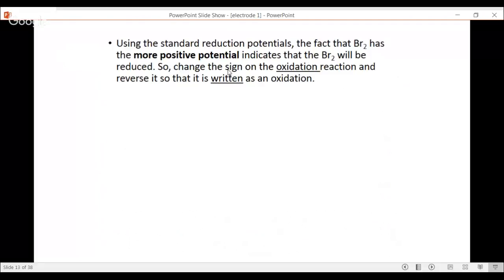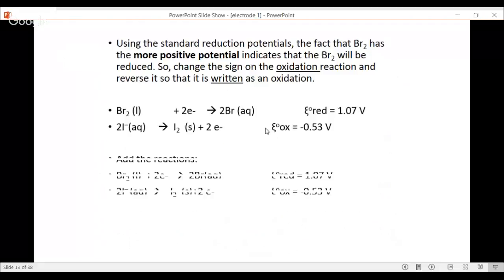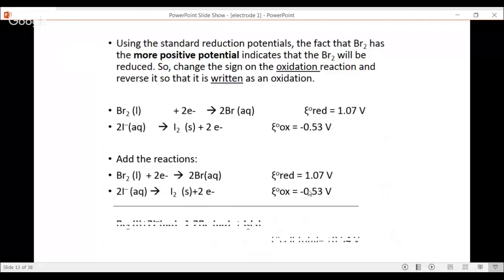So we change the sign of the oxidation reaction, and so the reverse is written as the oxidation reaction. So Br2 liquid plus 2 electrons giving rise to 2 Br minus. The E reduction is plus 1.07. 2 iodide ions giving rise to I2 is the oxidation reaction. So therefore the cell potential will be 1.07. We are now reversing this, therefore minus 0.53. Therefore the cell potential is simply the difference of these. This is the only example that we have shown.